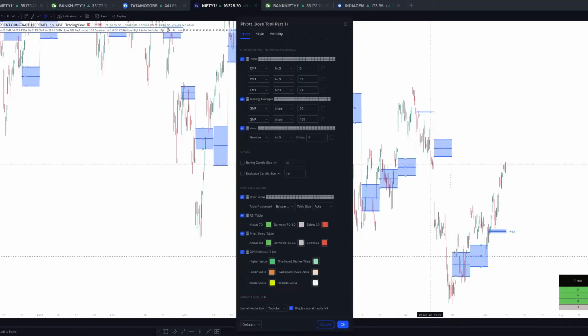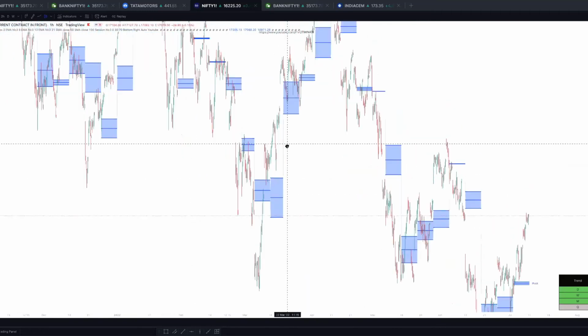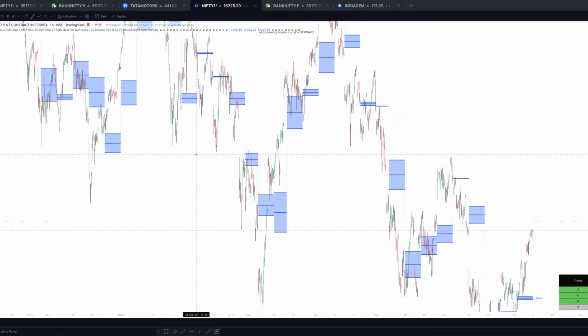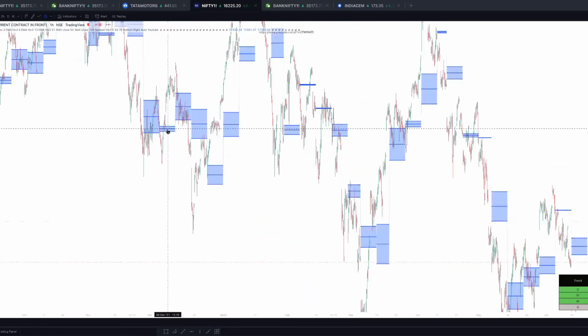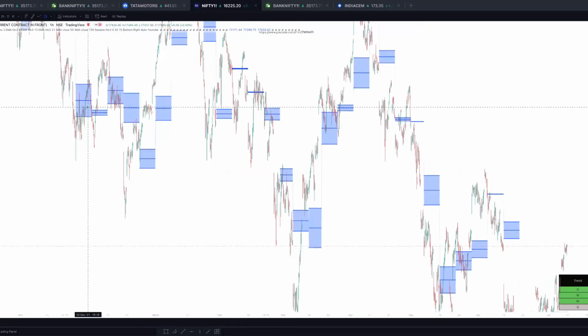Outside value, I have just told you. Inside value, I need to find the inside value. This is the inside value. Today's CPR is actually getting covered within the previous day's CPR. So it also tells a narrow range trading day, meaning within the yesterday's defined range.